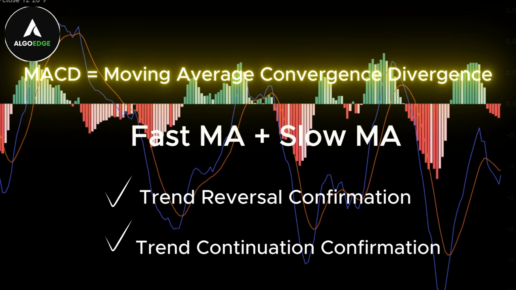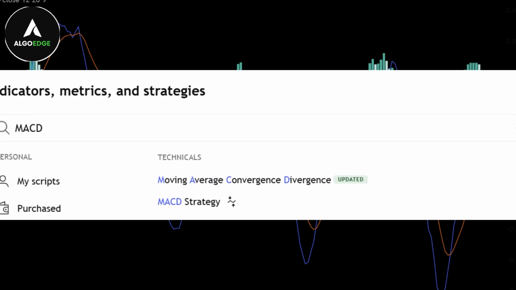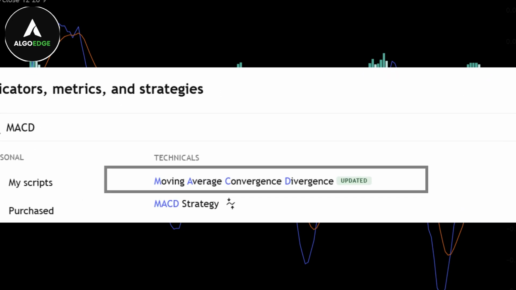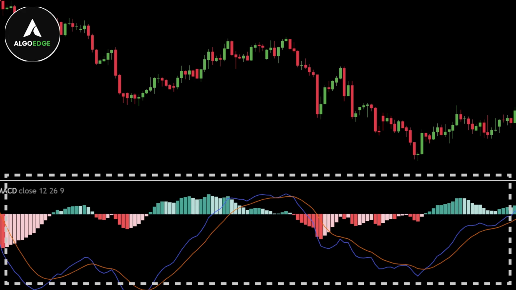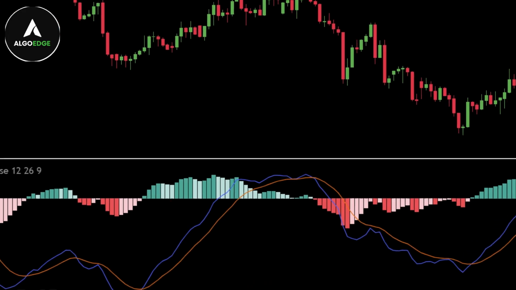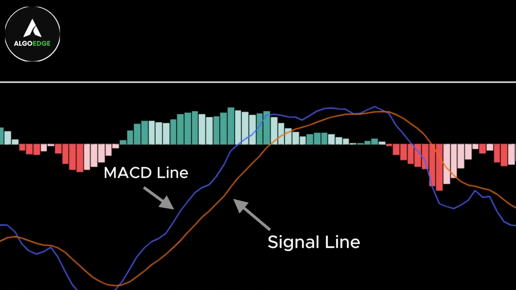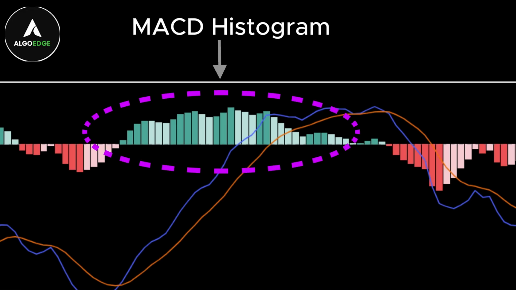opportunities. To add the MACD indicator to your chart, go to the Indicator section, type MACD, and select Moving Average Convergence Divergence. Once you click on it, the indicator will appear in the lower panel of your chart. Leave the settings at their default values. The blue line is the MACD line, which represents the faster component, while the orange line is the signal line, representing the slower component, and these bars in the middle are called the MACD histogram.